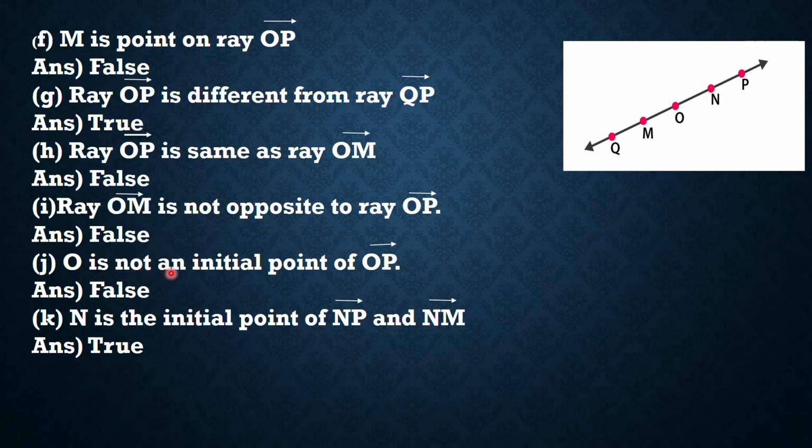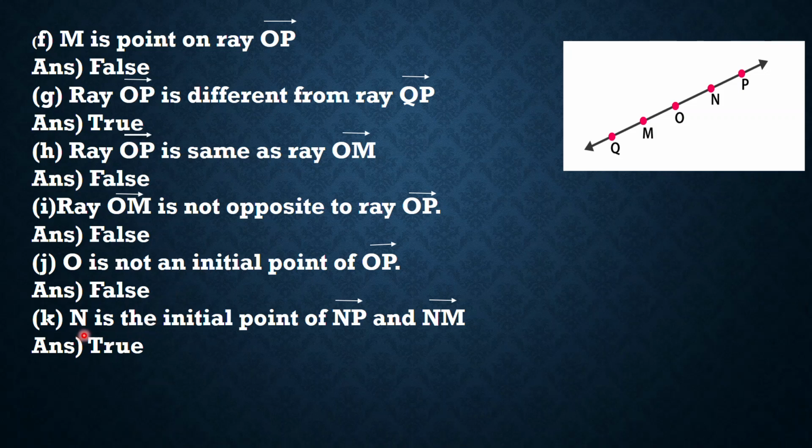O is not an initial point of ray OP. See here, ray OP is there, no? Even if they are not mentioning ray, when you see the symbol, you must be able to understand what that is. That is ray OP, since we have one endpoint and an arrow mark on the other side. So in ray OP, O is the endpoint. They are saying that it is not an initial point. So it is false, because this is the initial point.